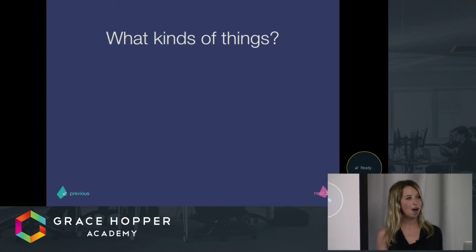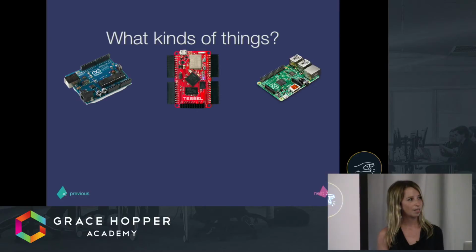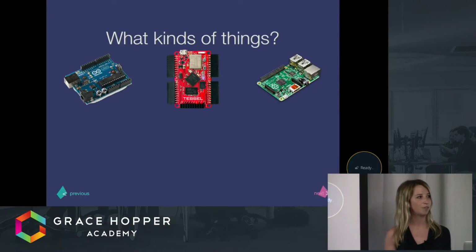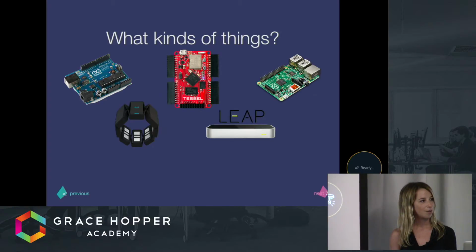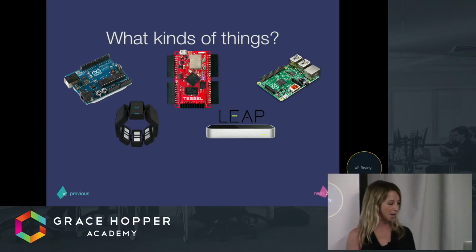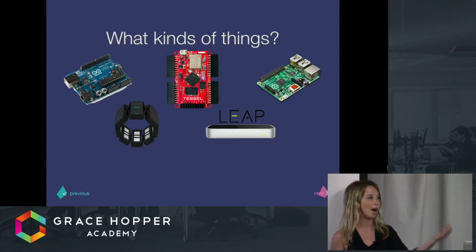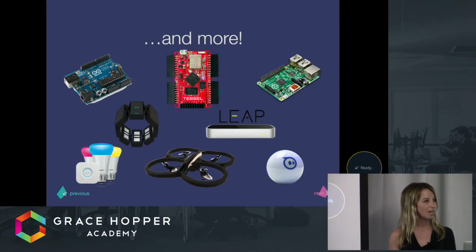So what kinds of things does Cylon.js support? Well, you have your hardware, you have your Arduino, your Tesla, your Raspberry Pi. You have some really cool gesture control devices like the Leap Motion and the Myo wristband, which I'm wearing now. And then you have other things like drones, light bulbs, robots. The possibilities are endless.